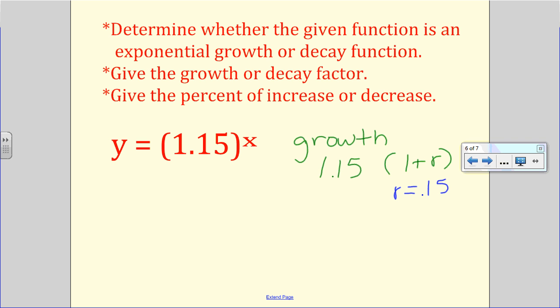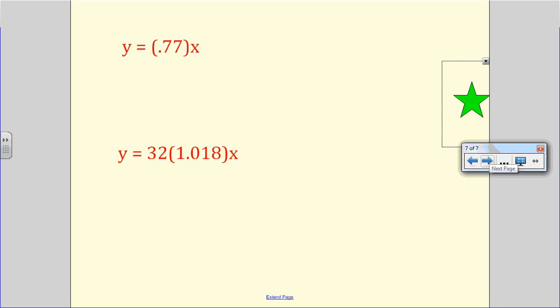is 0.15. But what they want is this percent of increase. So how do I take 0.15 and turn it back into a percent? Move the decimal point 2 places. Or instead of dividing by 100, what am I going to do? Times by 100. What is 0.15 as a percent, ladies and gentlemen? 15%. That's all you're going to do. Growth ones are usually pretty easy because can we see the R value sitting right there in the problem? Yeah. So let's take a look at the next one.